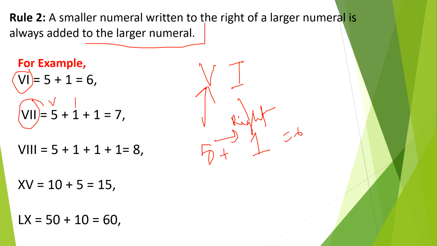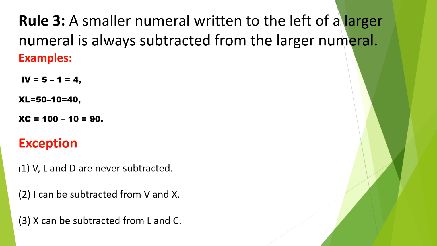Similarly, here is 7. This is V, this is II. If you add them all, it will become 7. So as long as you have a smaller Roman numeral to the right of a bigger Roman numeral, you will add them. Okay. This is rule number 2.